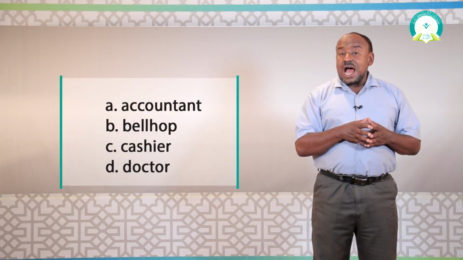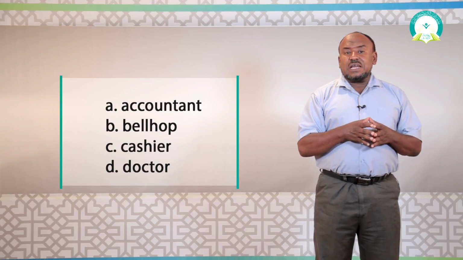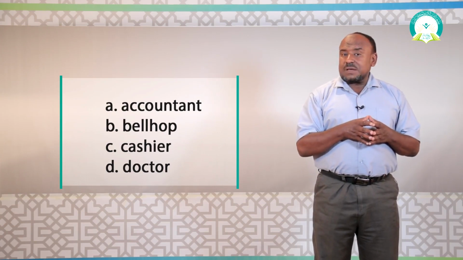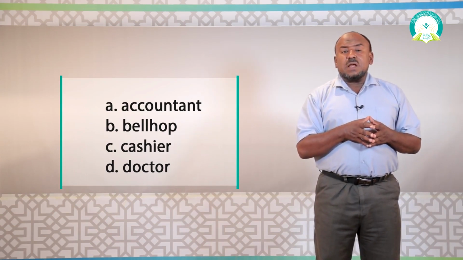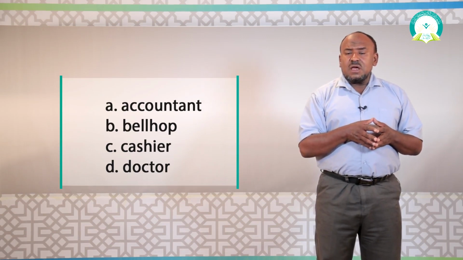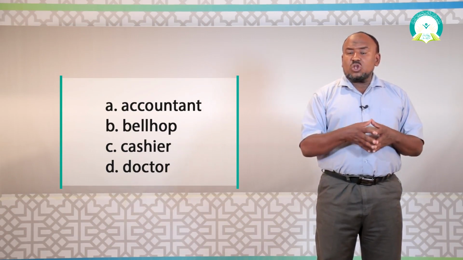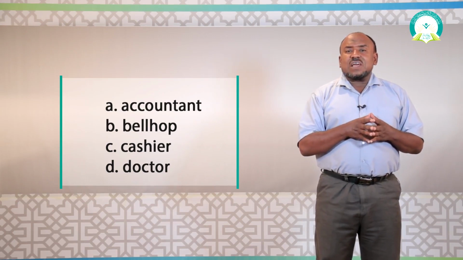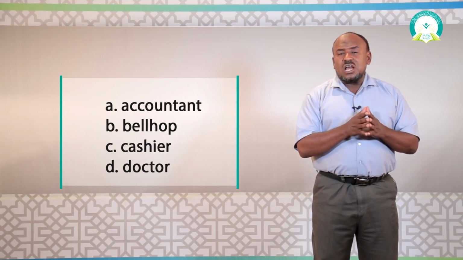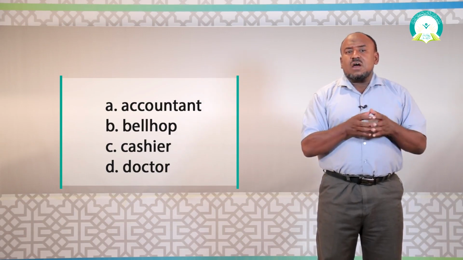Picture or word number A, accountant. Accountant is someone who is qualified in accounting. Number B, bellhop. Bellhop is the person who carries luggage for guests in the hotel and helps them with their bags. This is called a bellhop. Number C, we have cashier, the one who deals with money, either to receive or give money.